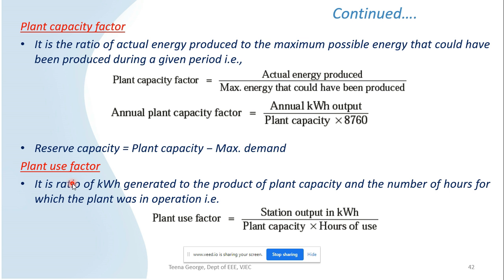Then plant use factor is also similar to that of plant capacity factor. Only difference is that here the time of operation is considered. It is the ratio of station output in kilowatt hour by plant capacity into hours of use. It is not 8760. This is hours of use, called plant use factor.